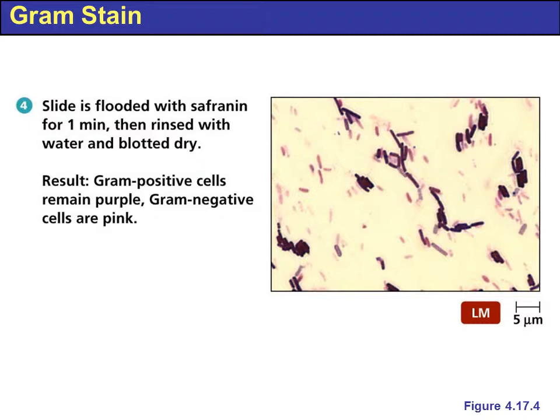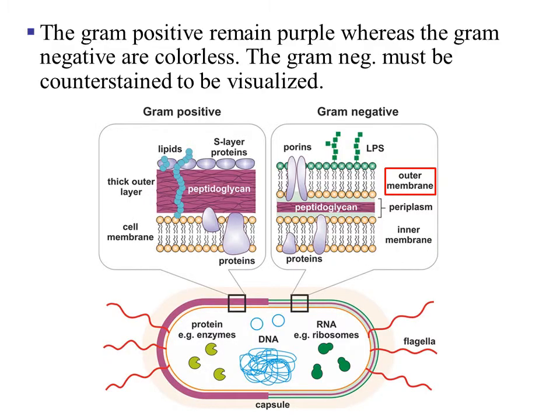Step 4, the slide is going to be flooded with safranin, which is a counter stain. Once this is done, you will then rinse with water and blot it dry. The gram positive will remain purple, whereas the gram negative will be colorless. But the safranin is the counter stain, which is going to then restain the cell red.